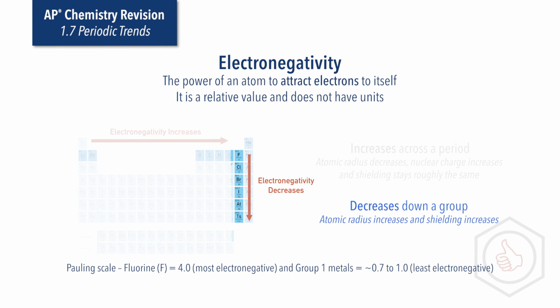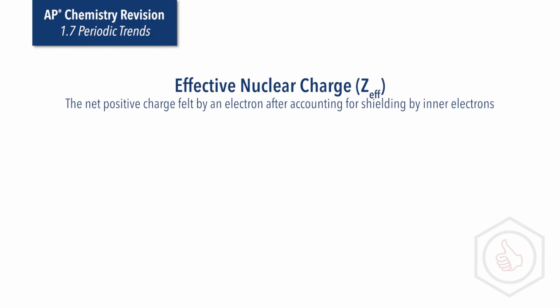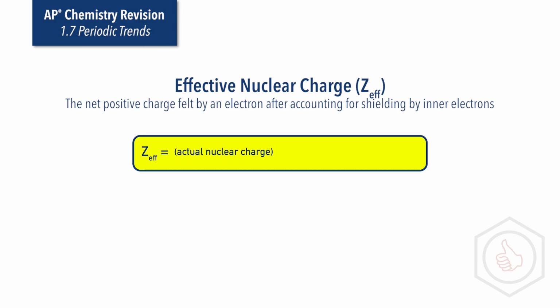electrons towards itself. The effective nuclear charge, or Zeff, of an atom is the net positive charge felt by an electron after accounting for shielding by inner electrons. It helps explain the periodic trends outlined previously, like atomic radius and ionization energy, where Zeff equals actual nuclear charge minus shielding from inner electrons.